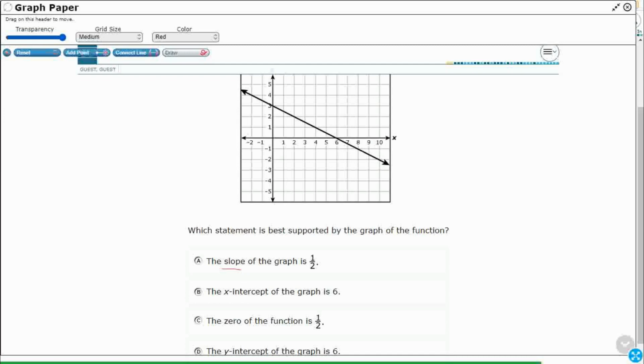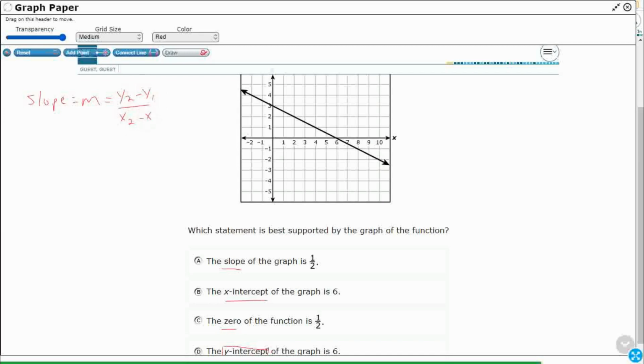We need to identify slope, the x-intercept, the 0, and then we've got this y-intercept right here, kind of at the bottom of the screen. So let's define some of these, right? And then we'll see if we can identify them from this graph. So slope, that's what A is looking for. They say the graph is 1/2. So slope is your m. Remember, that's the change in y over the change in x.